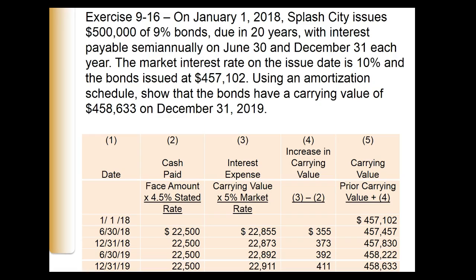We continue to show the interest expense by the carrying value times the market rate. We take the difference between the interest expense and the cash paid to amortize our discount, and add it to our carrying value. We continue to do that until we get to December 31st of 2019 to show that our carrying value is in fact $458,633.